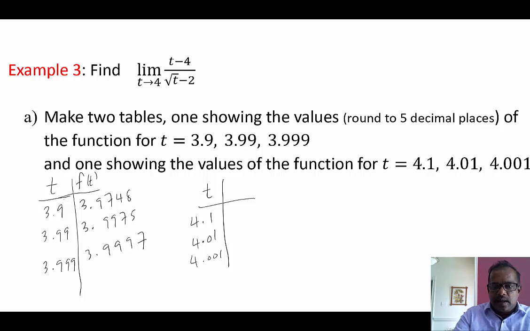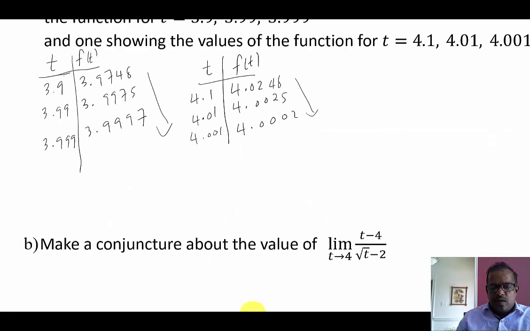So here are the numbers I got for f of t: at 4.1 I got 4.0248, 4.0025, 4.0002. Now as you see here, as t approaches 4 from the left and right, this number is going up to 4 and this is going down to 4. So we make the conclusion about the limit: as t goes to 4, this will go to actually 4.